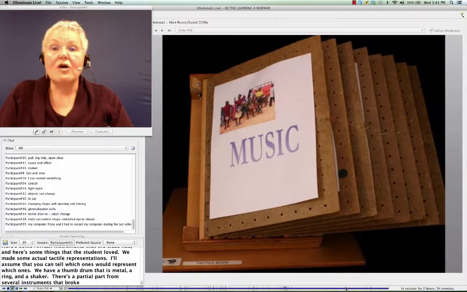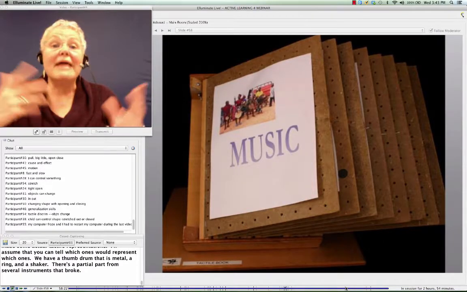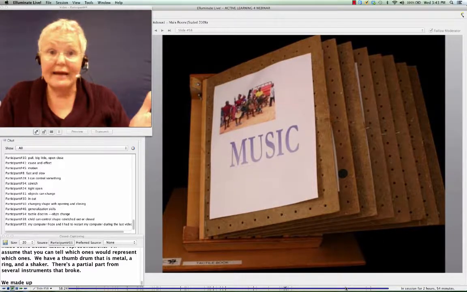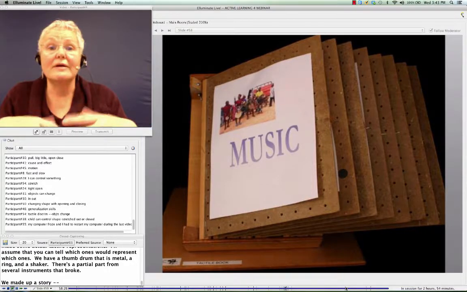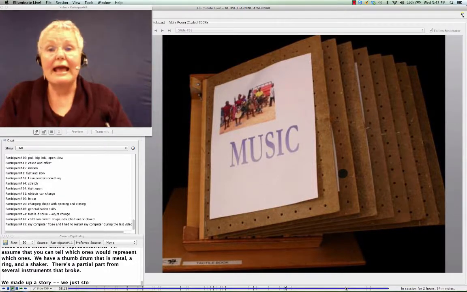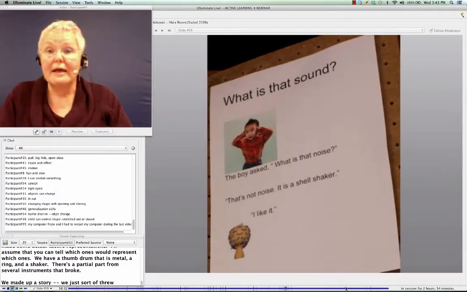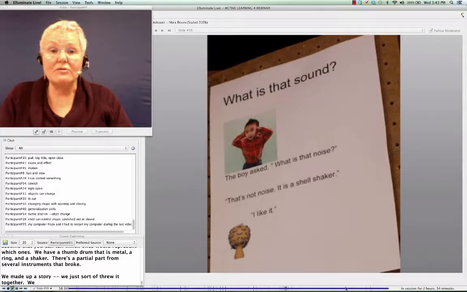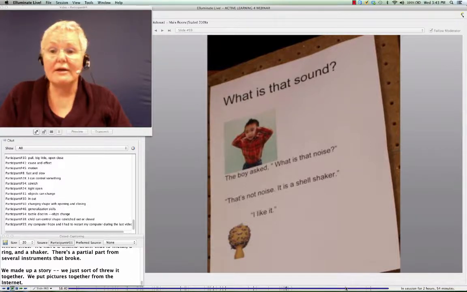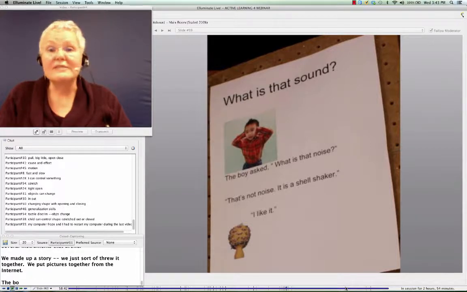So we made up this story. To be honest with you, we just sort of threw it out. So it was music. We found a picture on the internet. What is that sound? The boy asked, what is that noise? That's not noise, it's a shell shaker. Ooh, I like it. So it's making it as a story. That's all it is, and you can do with it how you want.